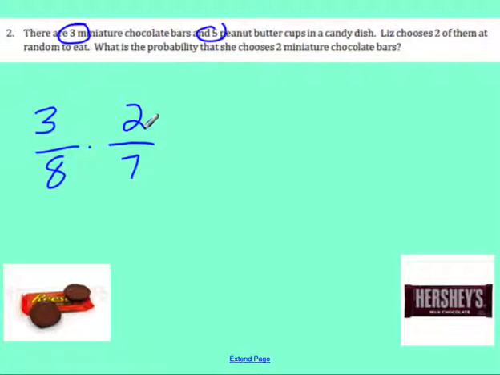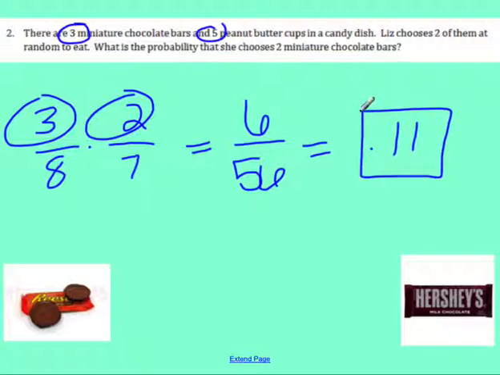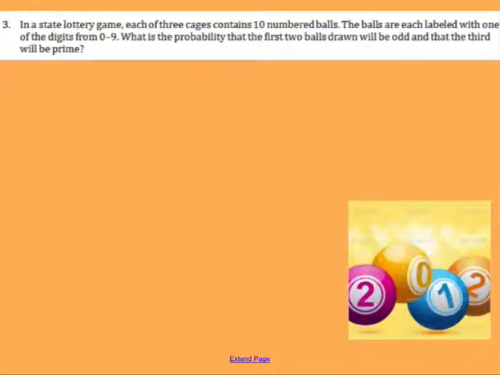Okay, so now we're ready to go ahead and multiply out these probabilities. So 3 times 2 is going to give you 6. 8 times 7 is going to give you 56. So then you can take 6 and divide it by 56 and you get 0.11. So there's an 11% chance that she draws out 2 mini chocolate bars. So not very likely, but it could still happen. Let's take a look at number 3.